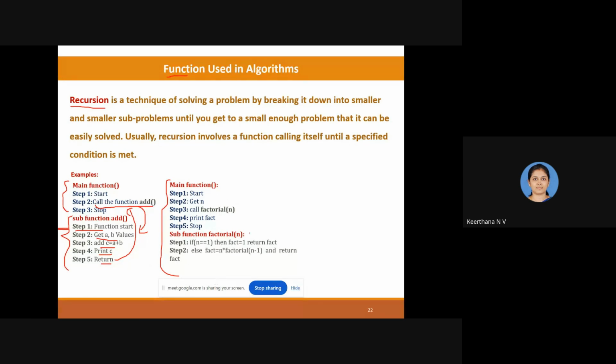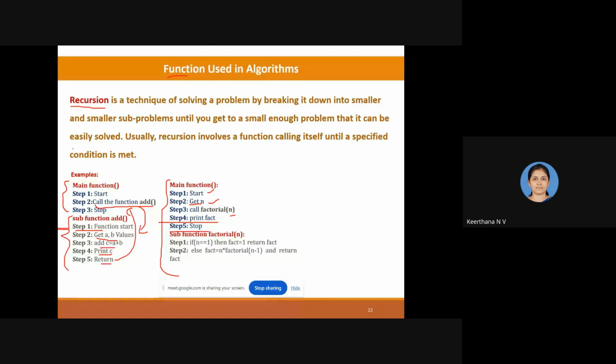The same thing applies for finding the factorial of a number. This is an algorithm for factorial finding. So step 1, start the program. Step 2, get n. Here I am getting the value of n in the main function, which means you will be writing that statement in your main function. If you are getting this value inside the function, you will be writing this input statement inside the function. After that, printing the factorial, and after that, stopping the algorithm.